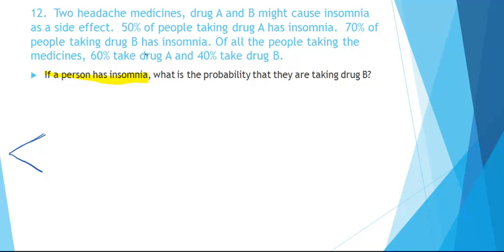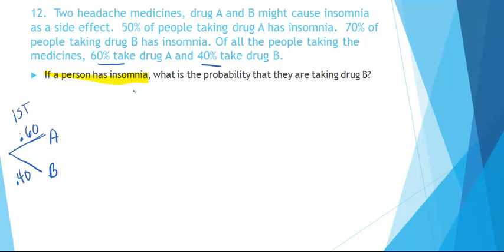Anyway, the first thing is that the person can be taking either drug A or drug B. And they take drug A 60% of the time and B 40%. So 0.60 and then 0.40. And notice these two have to add up to 1.